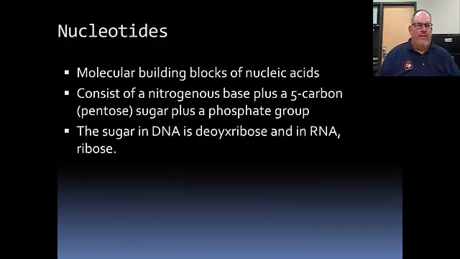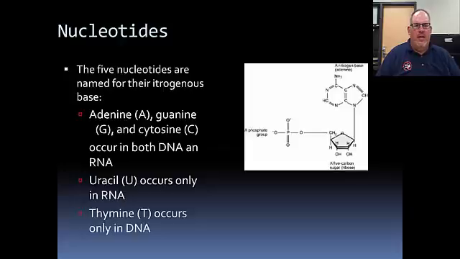So the pentose, the five-sided sugar, is the main building block of these nucleotides, and we can kind of see that for DNA and RNA, we have adenine, guanine, and cytosine. Thymine only occurs in DNA, and uracil only occurs in RNA.